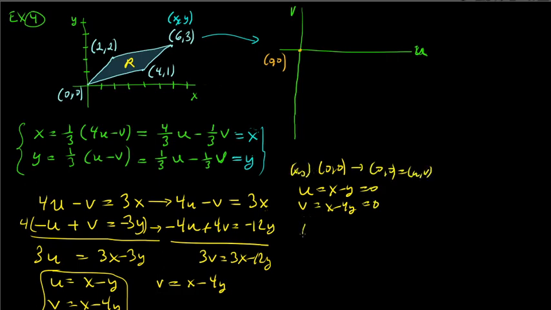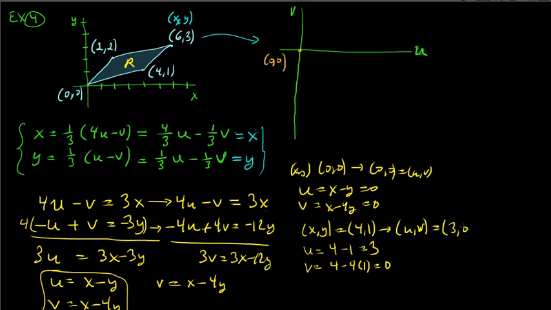But now, let's suppose xy is 4 and 1. What's u and v going to be? So again, that's not hard. u is going to be 4 minus 1. And v is going to be 4 minus 4 times 1, which is 0. So we get 3, 0.